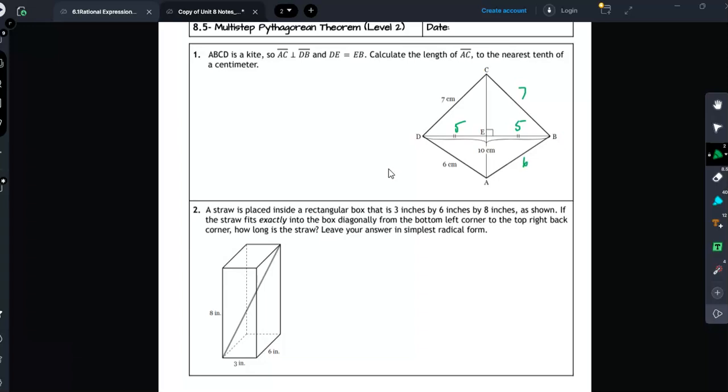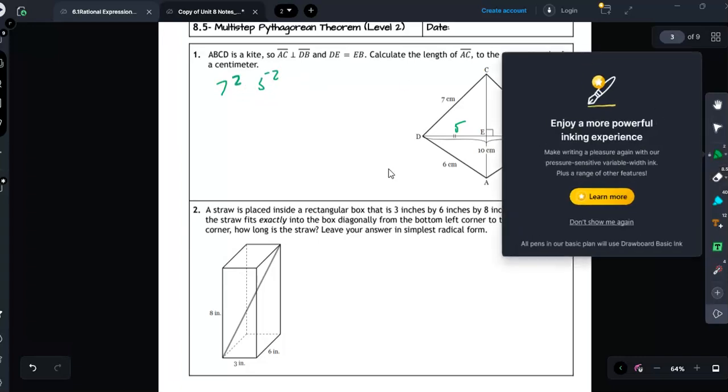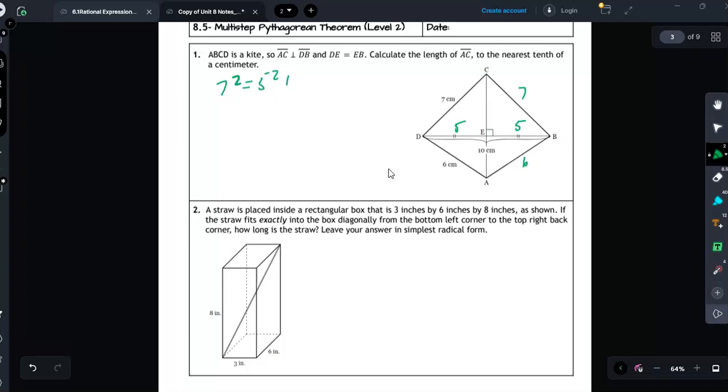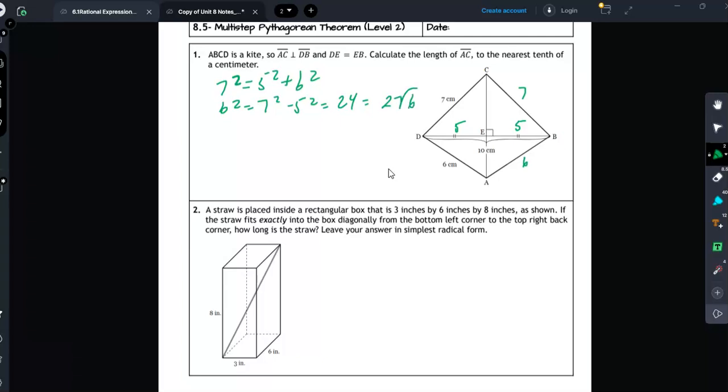Okay, so now you have 7 squared plus 5 squared. Nope, I did that wrong. 7 squared equals 5 squared plus b squared. And we can solve for that. It's 49 minus 25. It's 24, so the square root of 24 is equal to 2 square roots of 6. Okay, so b equals 2 square roots of 6.